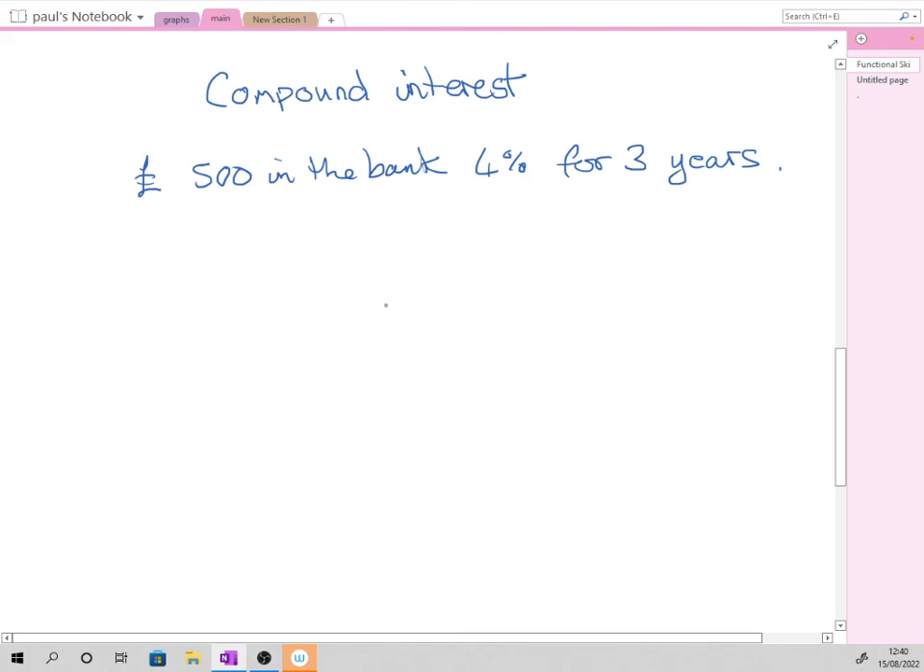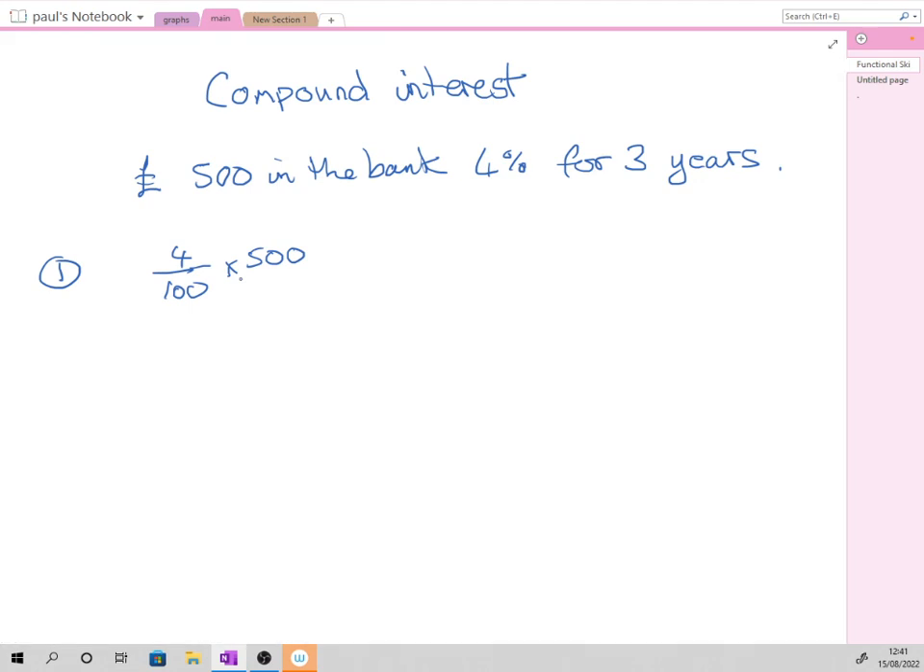So if you make a mistake in 1 year, 2nd year, 3rd year, it's okay, you will get some marks. So this is how we do this. We start with the 500 and we work out 4%, and this is year 1. So 4% of 500, I think that's 20. 4 divided by 100 times 500 equals £20.